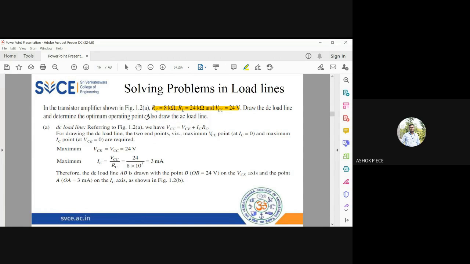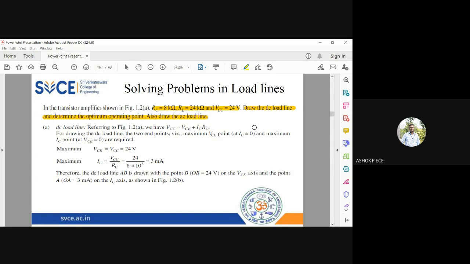RB is not given because RB is a base side resistor, so its value will generally be very, very high. You can take the value of RB as very high because the base current has to be very, very small. So for this problem, we are going to draw the DC load line, determine the Q point, and also draw the AC load line. So is the problem clear to you?